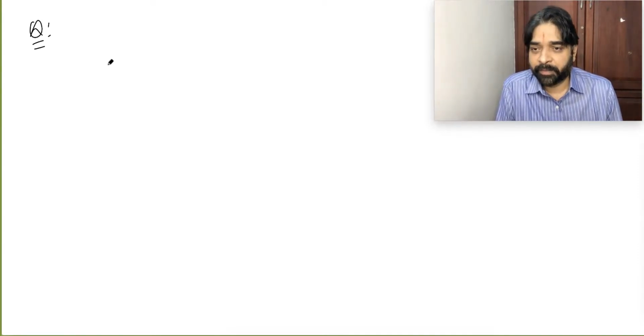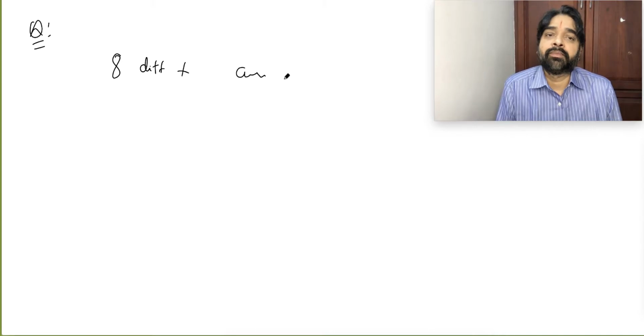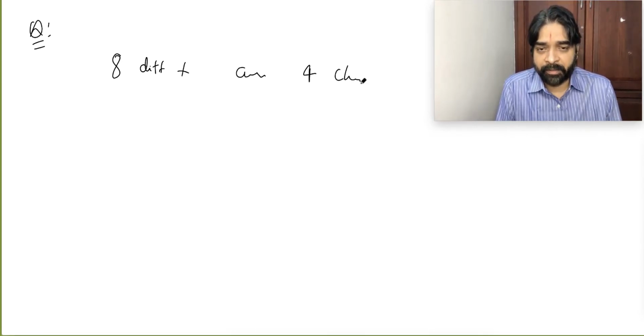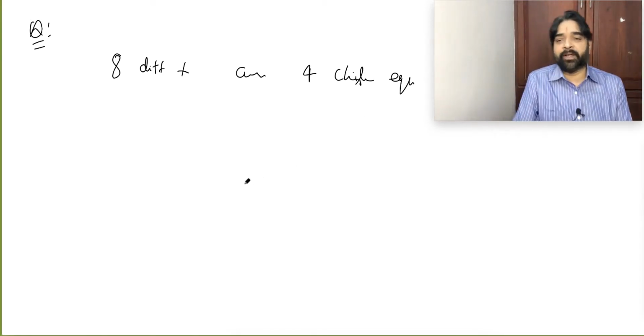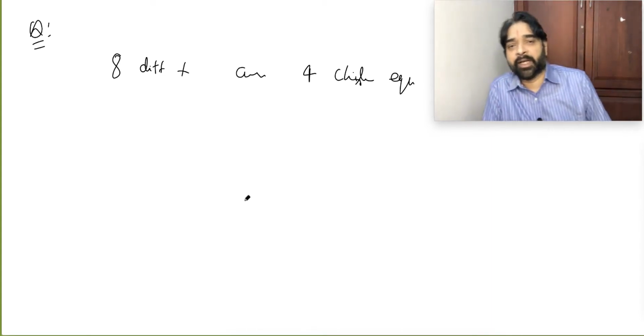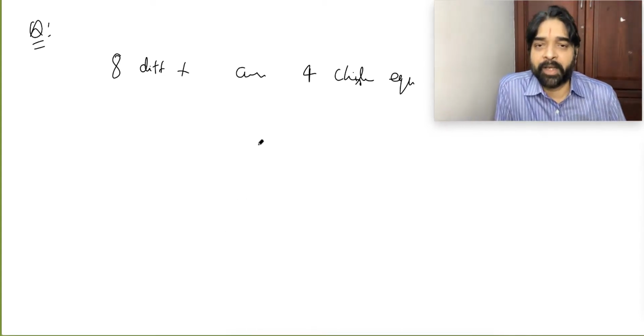Same kind of question. 8 different fruits among 4 children equally. If we distribute 8 different fruits among 4 children equally, in how many ways can we do it? Oral question.